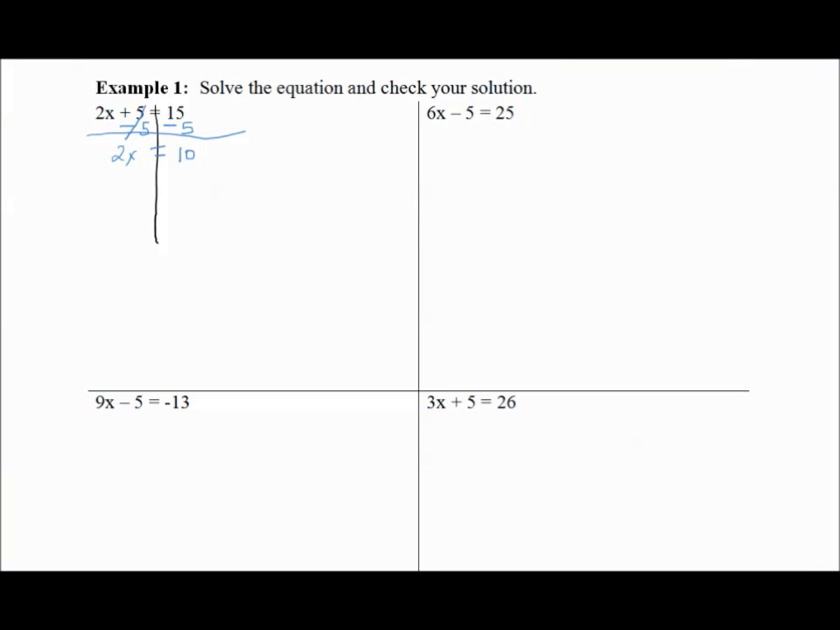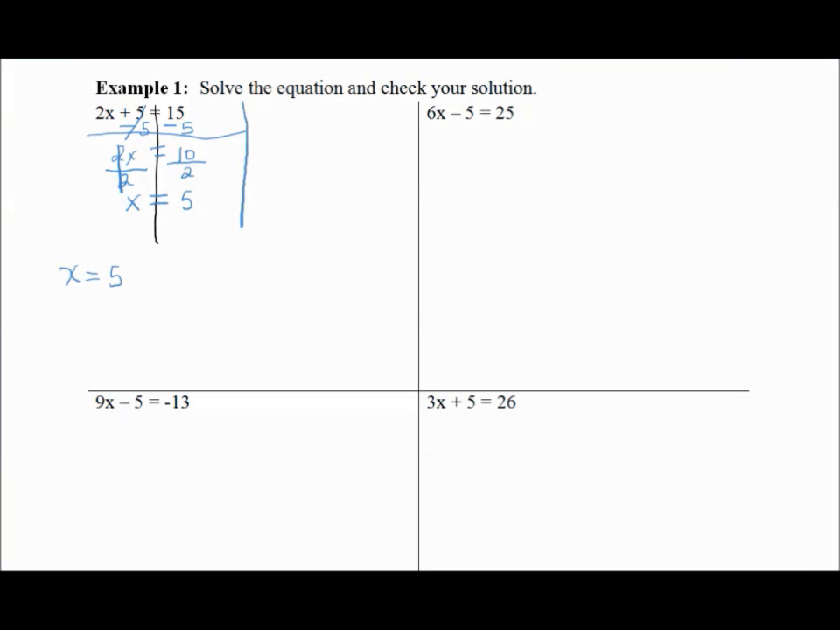Now from this point, I know how to get rid of this coefficient 2. This is 2 times x. So I'll do the opposite of multiplying. I'll divide. I'll divide both sides by 2. 2 divided by 2 is 1. It cancels out. I'll bring down my x. Bring down my equal sign. And 10 divided by 2 is 5. So the solution to this equation is x equals 5.